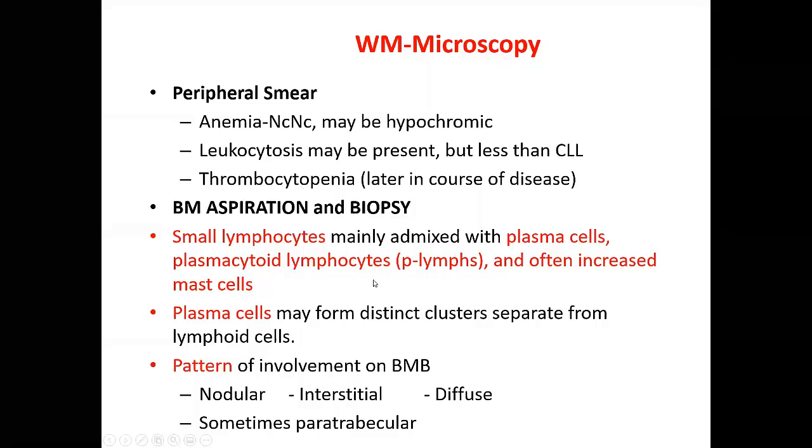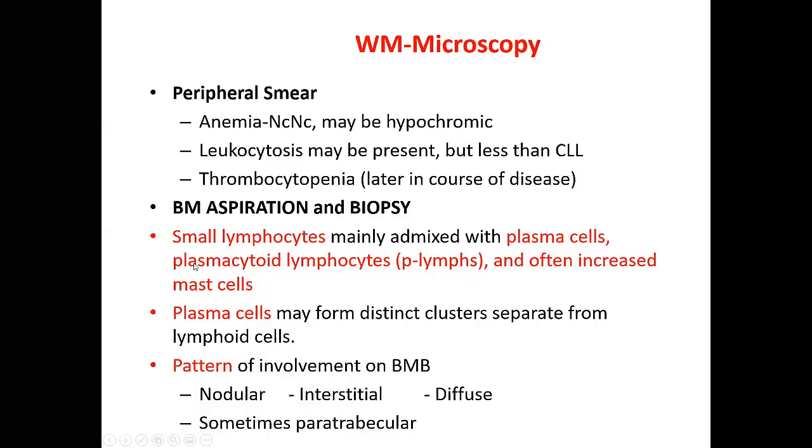So what do we find on bone marrow? In bone marrow, we find two types of cells. One is the lymphoid cells, and the second are the plasma cells. Now, what are these lymphoid cells? These lymphoid cells are small lymphocytes. They are known as plasmacytoid lymphocytes, what we call P-lymphs. And often there are increased mast cells in the background.